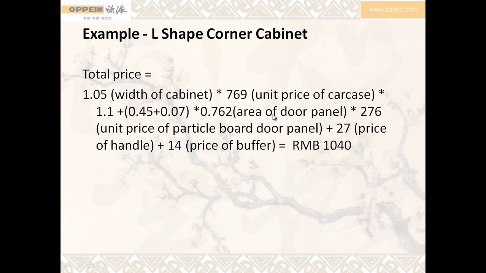So, the total price in this example is added up by 4 parts. Part 1 is the width of cabinet, multiply unit price of carcass, multiply 1.1. Part 2 is this part multiplied by area of door panel, then multiply unit price of particle board door panel. The next part is the price of handle. The last part is price of buffer. Add up each part, then you get the final answer.